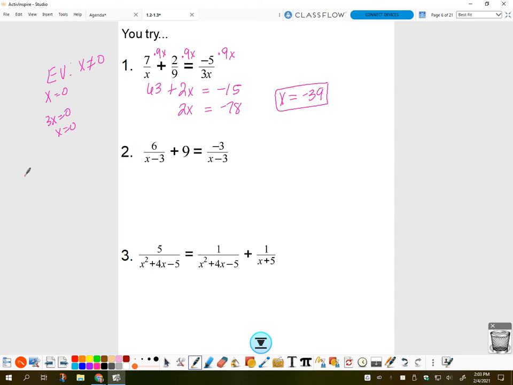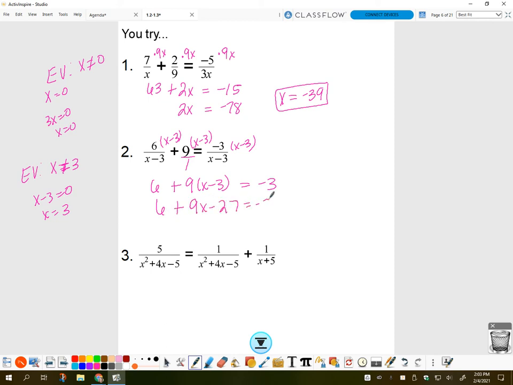Alright, number 2. Your excluded value here is 3, because if you make this equal to 0, you get 3 when you solve. Common denominator is going to be that x minus 3. But here's the thing that people forget. This guy counts too. You got to multiply him. Just because it doesn't look like a fraction doesn't mean it's not one. So x minus 3's cancel. Nothing cancels with this one. And x minus 3's cancel. Distribute the 9. Combine your like terms.